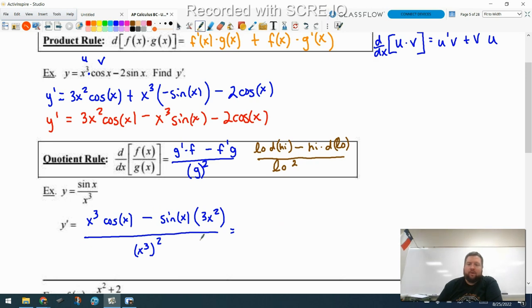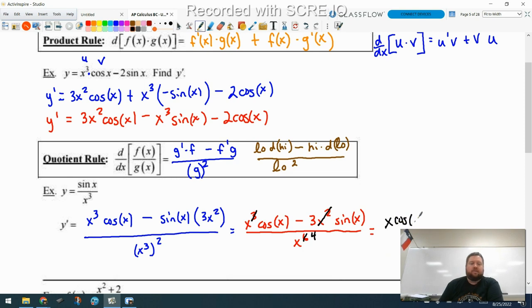I'll do two steps. So I'm going to rearrange a little bit here. So this is x cubed cosine x, and then minus 3x squared sine x, just writing that in front. And then this one we'll evaluate is x to the 6th power. All right, and so see how they all have x's. They all have an x squared, in fact, so we can cancel out the x squared. That'll turn this into an x to the 4th power. That'll turn this into x to the first power, so just x. So our final answer would be x cosine x minus 3 sine x divided by x to the fourth.